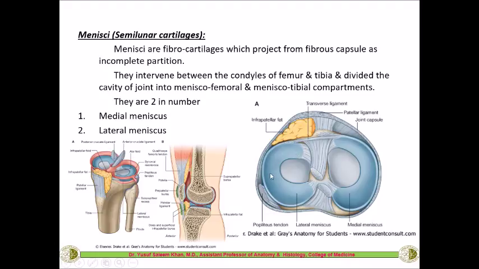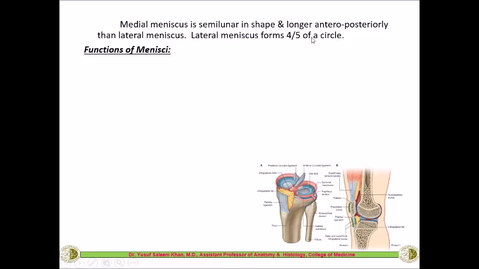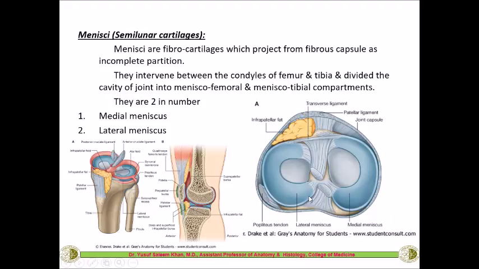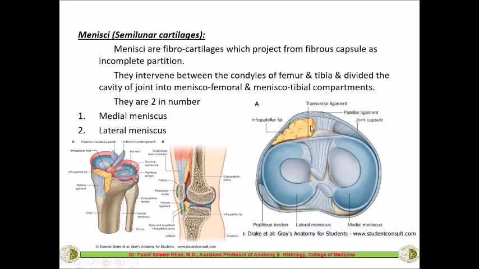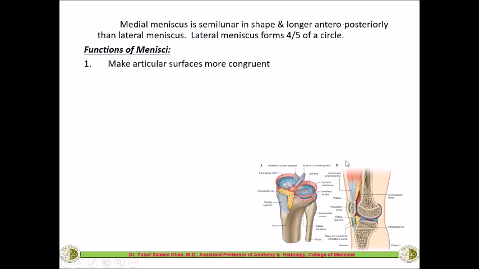So the lateral meniscus is almost a circle. It almost forms 4/5 of a circle. Only a small part is remaining, which if it completes, then it becomes a complete circle. So this is almost a circle, almost forming 4/5 of a circle. Okay, so this is the lateral meniscus and this is the medial meniscus.